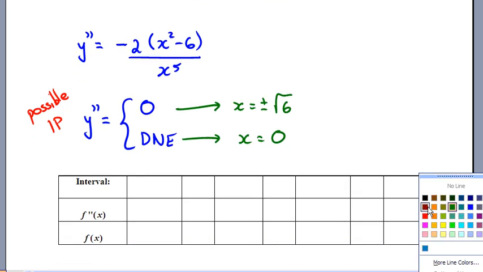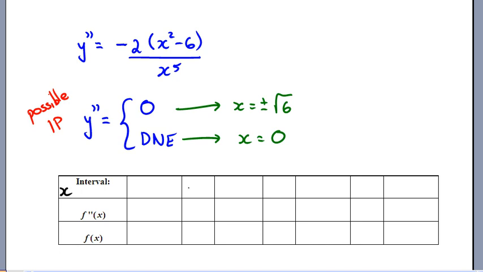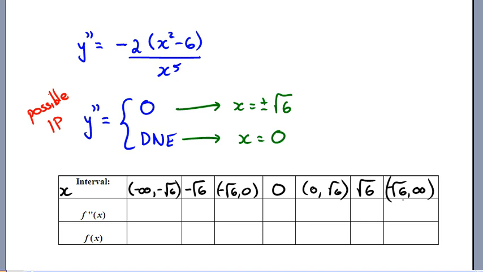So some cuts to our x number line here. Got a cut at -√6, one at 0, and one at √6. So my number line breaks here. I go from -infinity to -√6, -√6 to 0, 0 to √6, and √6 to infinity. We know now already that the second derivative is 0 here, broken, and then 0.